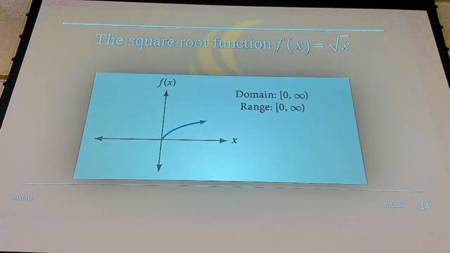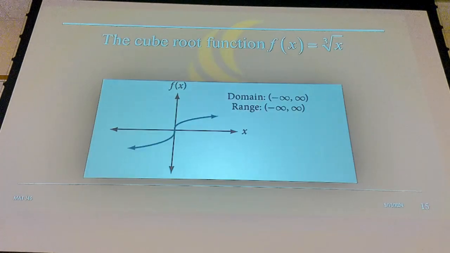Cube root function. Domain and range, all real numbers. And look how similar that is to the cubic function.